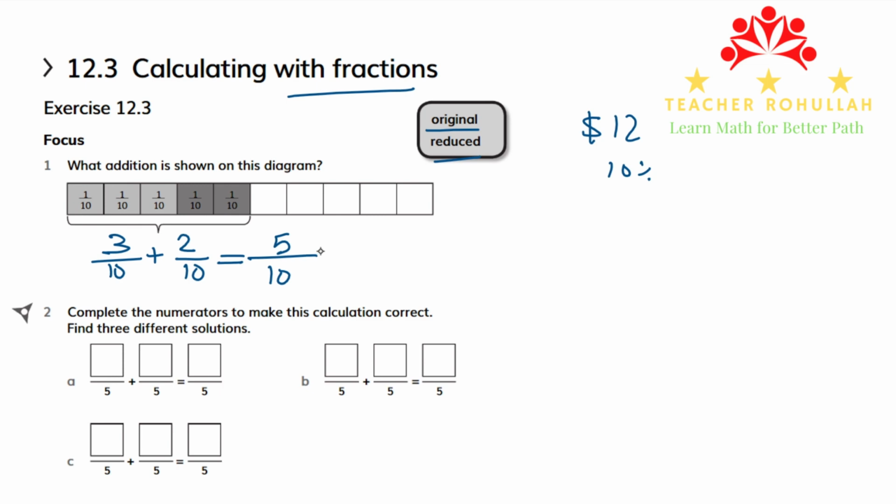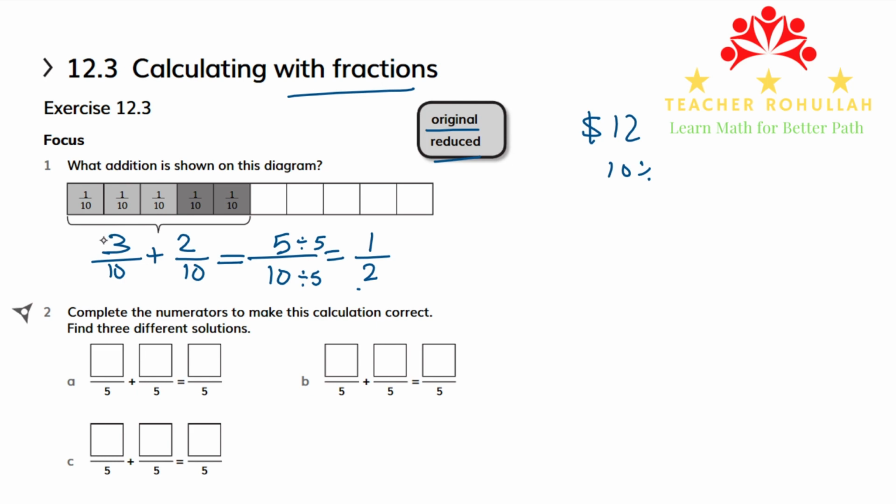Now, if it requires simplification, we can divide both the numerator and the denominator by the same number, and that same number is 5. 5 divided by 5 is 1, and 10 divided by 5 is 2. This is the simplest form of the answer. It means we have added a fraction bar which is having 10 equal pieces, and we have added 5 of them, or 1/2 of them.